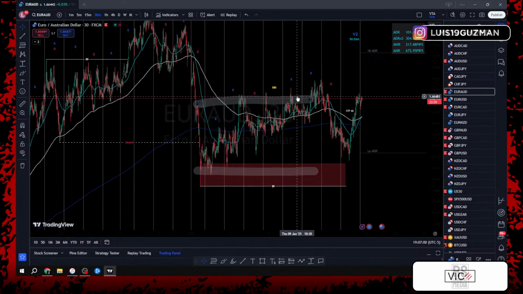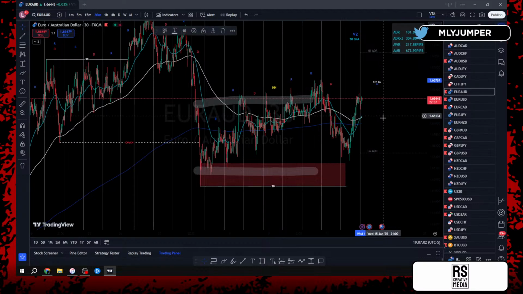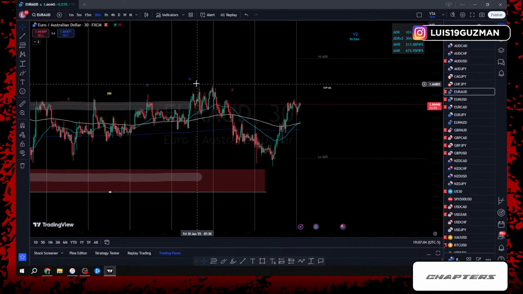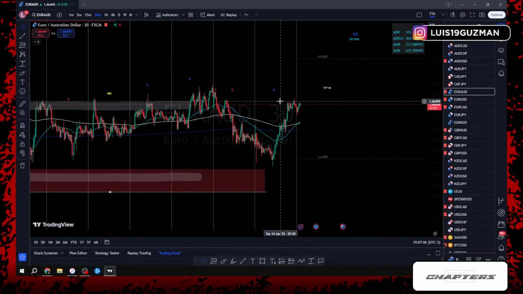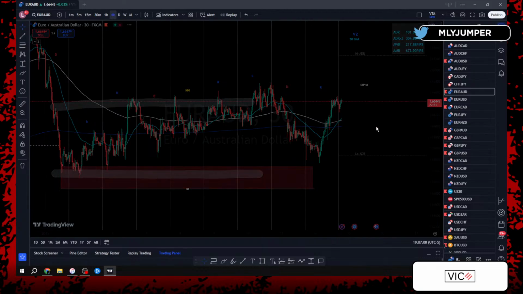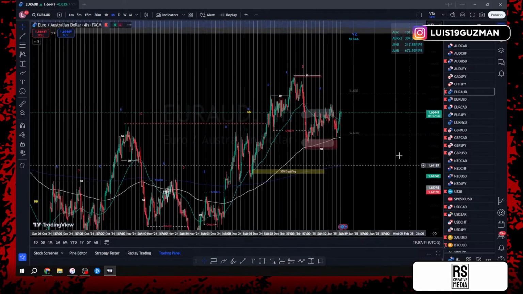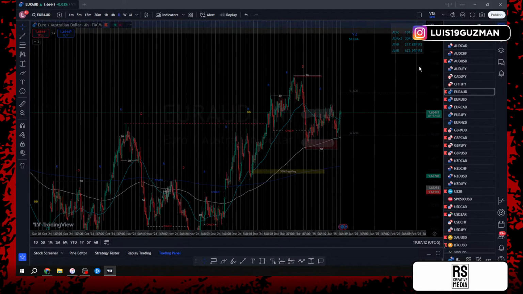Euro AUD, we're still in the zone of consolidation, man, so I'm still just not even going to really entertain this one. Once we get the break, that's when I'll start trading this. Right, we're still trading in the same spot. Price is still just moving sideways.